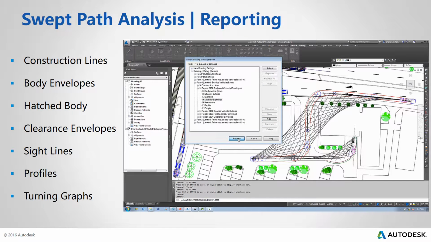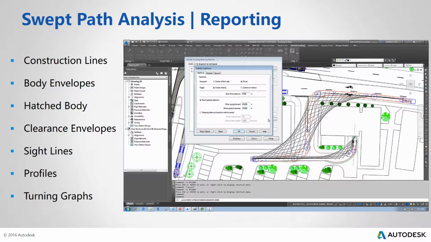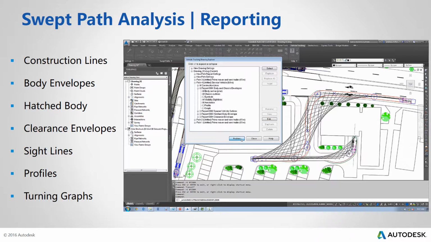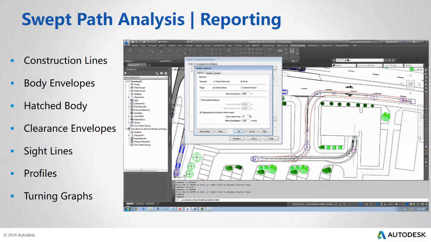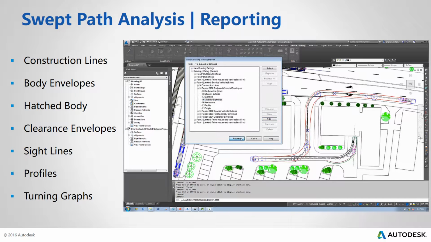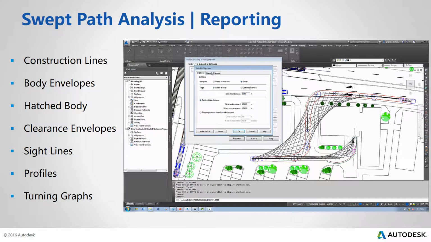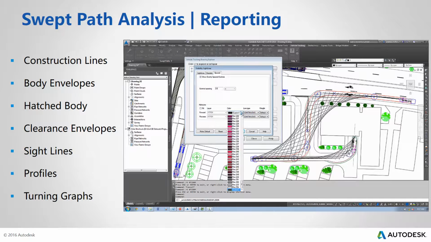We can add visibility sight lines with the click of a button. We can control the details of these sight lines to ensure we are getting the correct visuals. We can also use the speed of the swept path to control the sight lines. You can set these all up to your organization standards and have that profile saved.